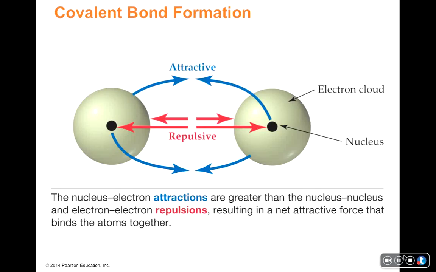How that bond forms, we know that there are attractive forces between the nucleus of one atom and the electron of another, and there are repulsive forces between the electrons of each of those atoms too. So it's a combination of these attractive and repulsive forces that gives a net attractive force that helps to bind those atoms together.